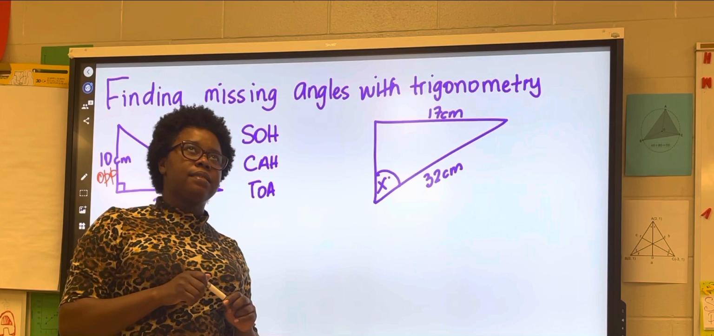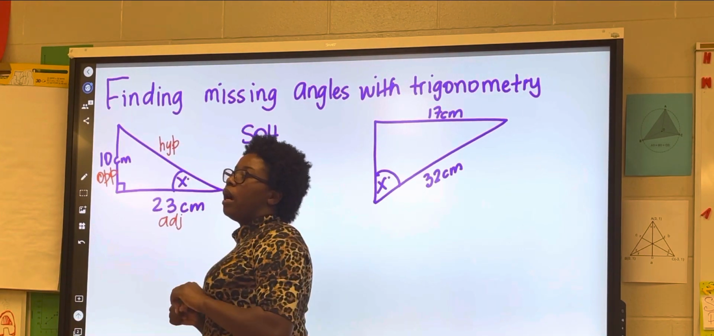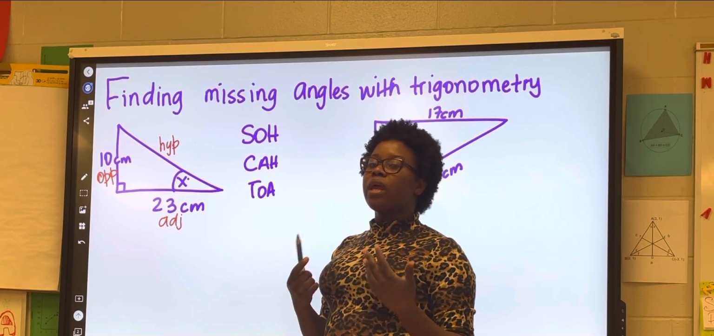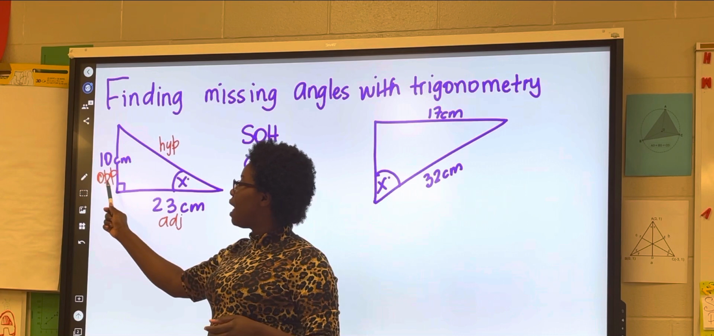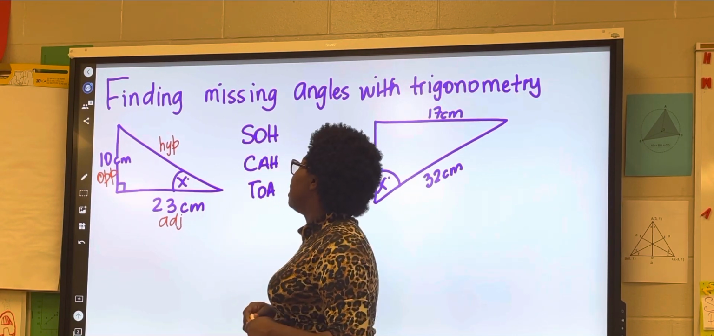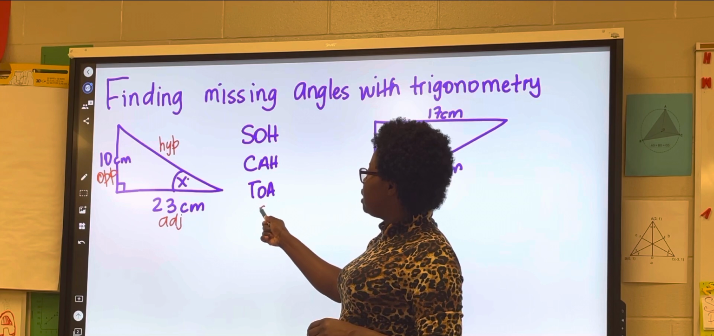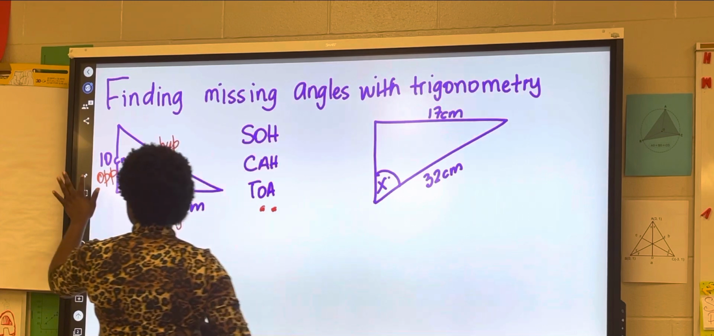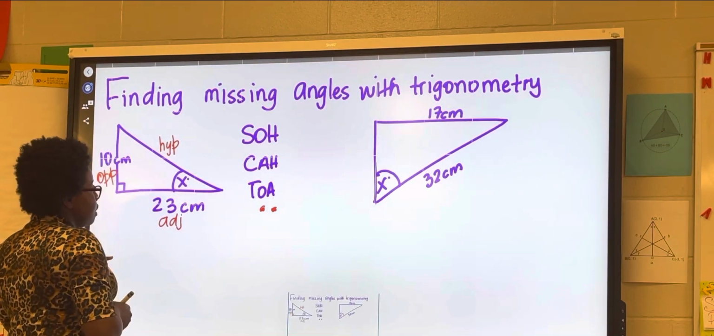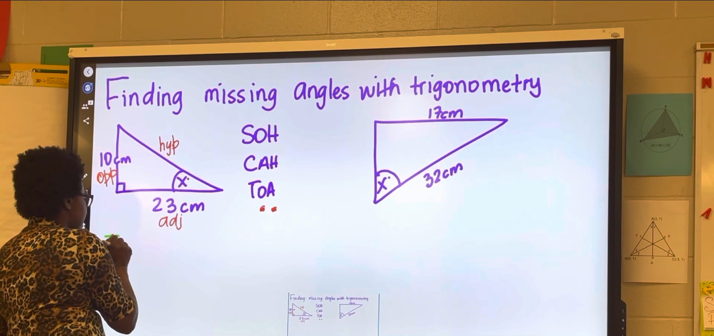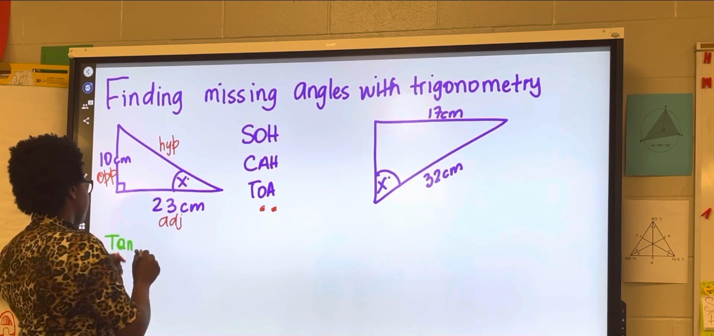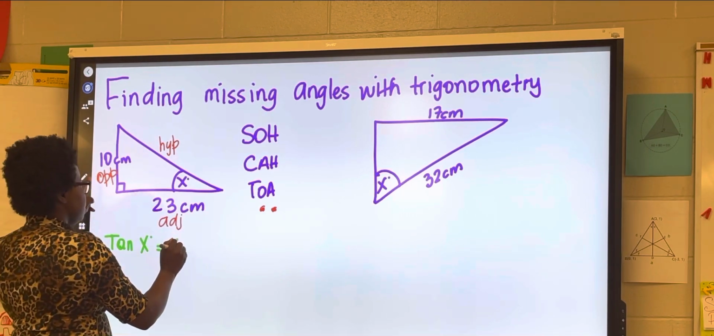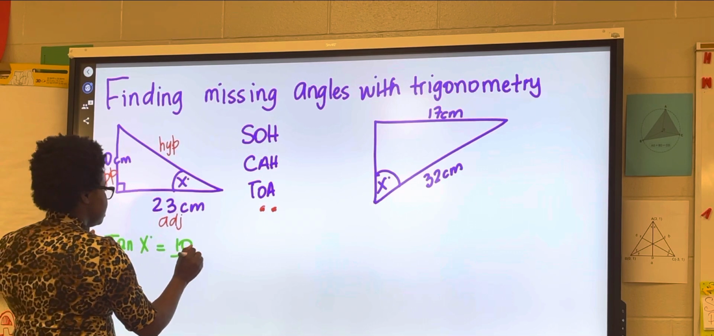Now when we're finding missing angles, we are given two sides. So you need to check to see which two sides you're given to know which ratio to use. We are given the opposite side and the adjacent side, and the opposite and the adjacent only has to do with the tan ratio. So we have to use the tan to find the missing angle. So the tan of the angle, labeled as x, is equal to the opposite side, which is 10, over the adjacent, which is 23.